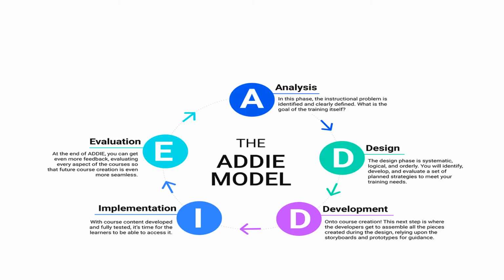ADDIE is a 5-phase model where A stands for analysis, D for design, D for development, I for implementation, and E for evaluation. Analysis is a phase where you identify all the variables that need to be considered when designing the course, such as the requirements of the learner, the prior knowledge, resources available, etc. This stage is similar to what is described as training need analysis. In this phase, the instructional problem is identified and clearly defined.